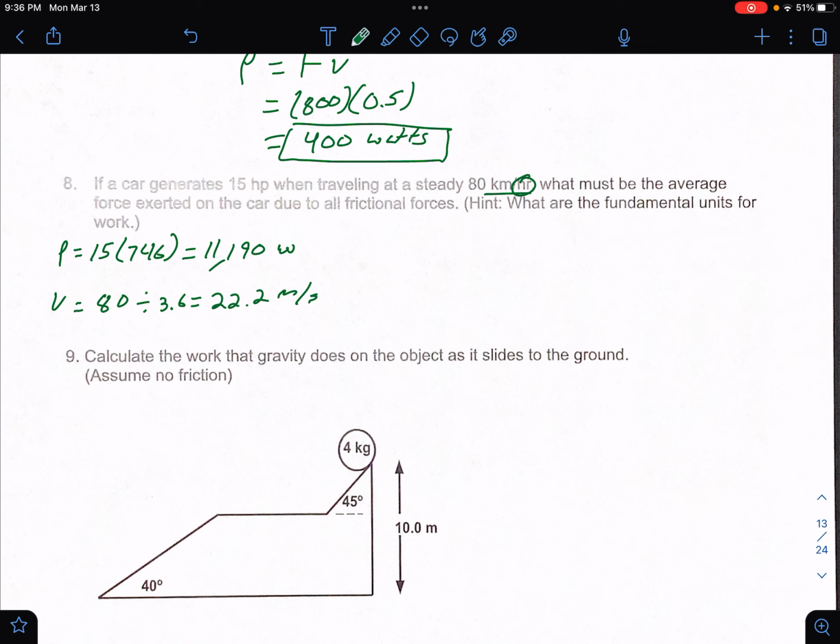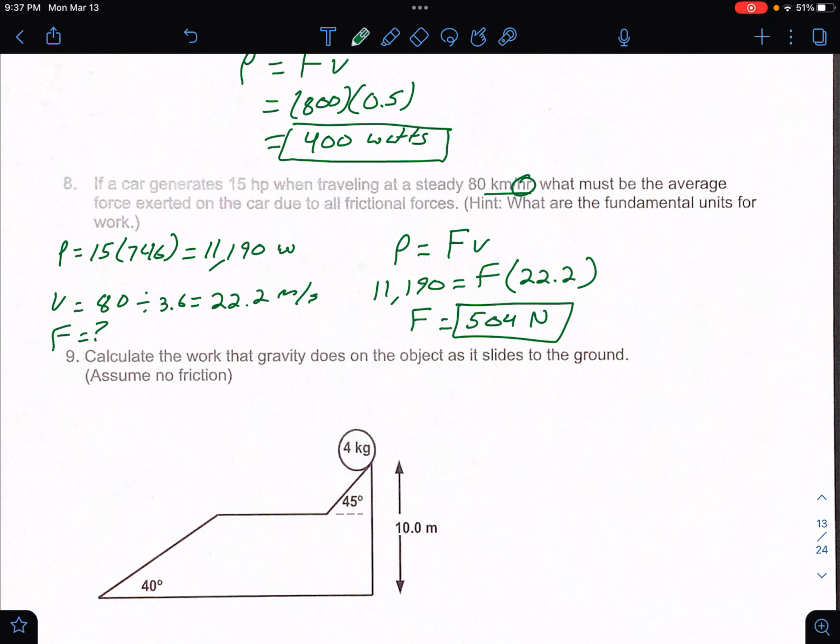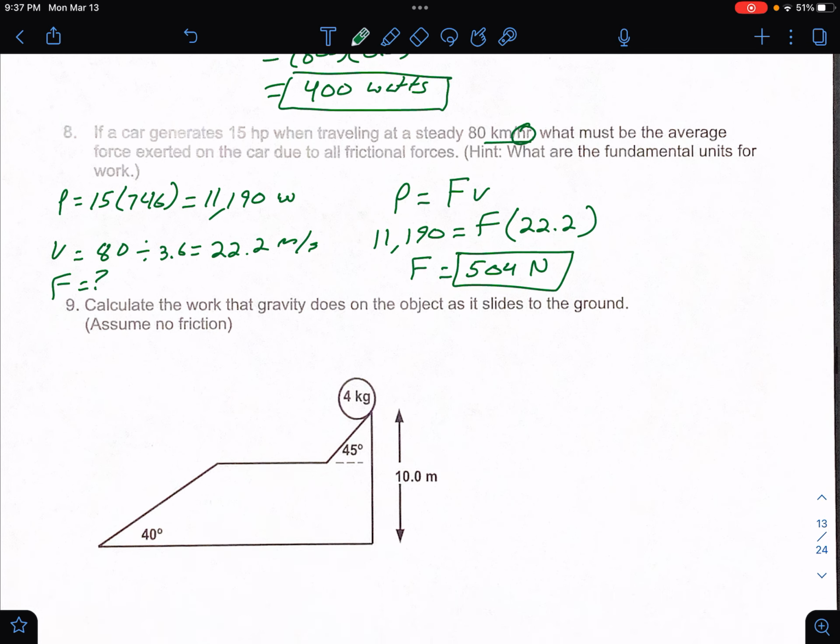Now, I've got velocity, and I've got my power. So remember, power equals force times velocity. I'm looking for F. That's your question mark. So power is 11,190 equals force, which I don't know, so I'm going to leave it as F, and my velocity is now 22.2 meters per second. So divide both sides by 22.2, and you get a force of 504 newtons. And there's your answer.